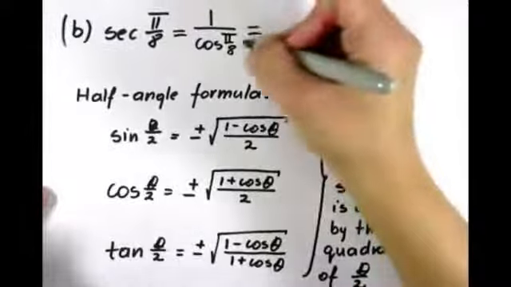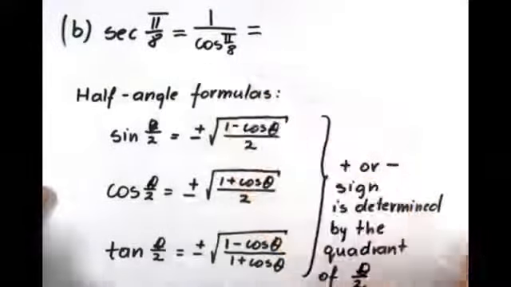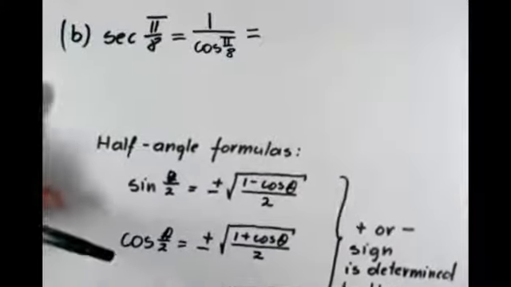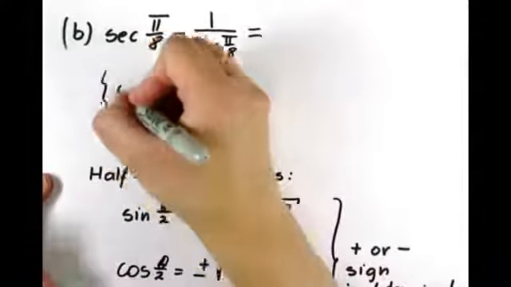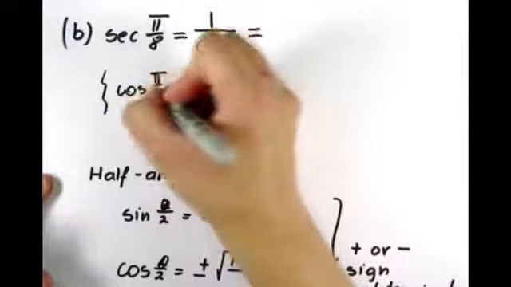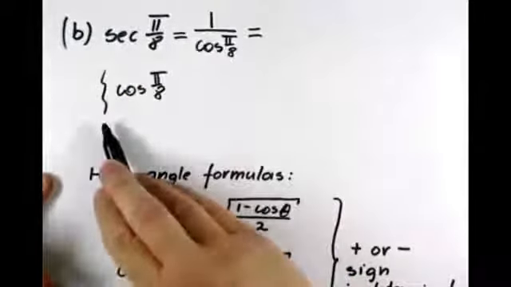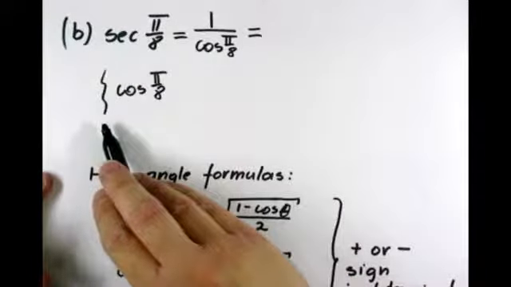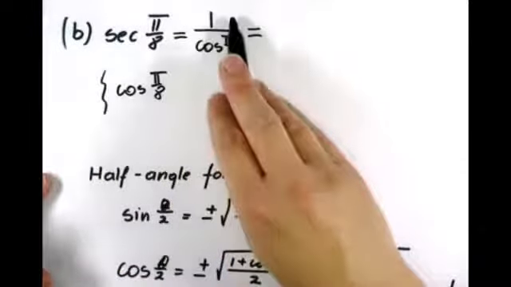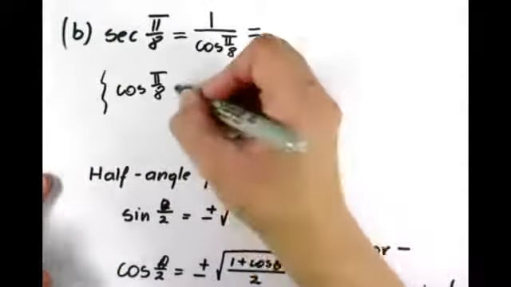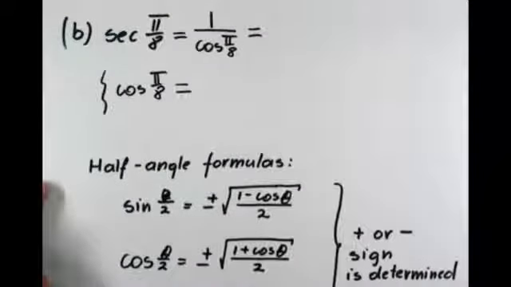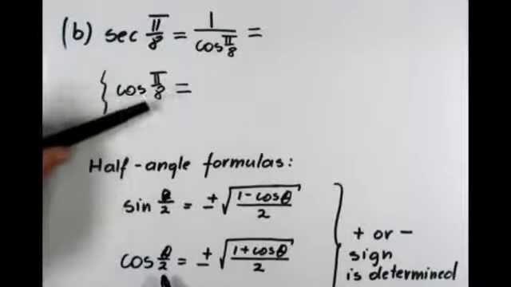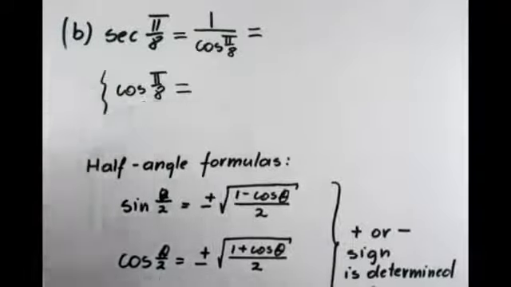So we will go back to this. We're going to use cos pi over 8. So I'm going to find the cos pi over 8. I'm using the curly lines. That's my side calculation because I need to go back and then write 1 over. Okay, cos pi over 8. I'm using the half angle formula. If pi over 8 is my half angle, what is my angle?